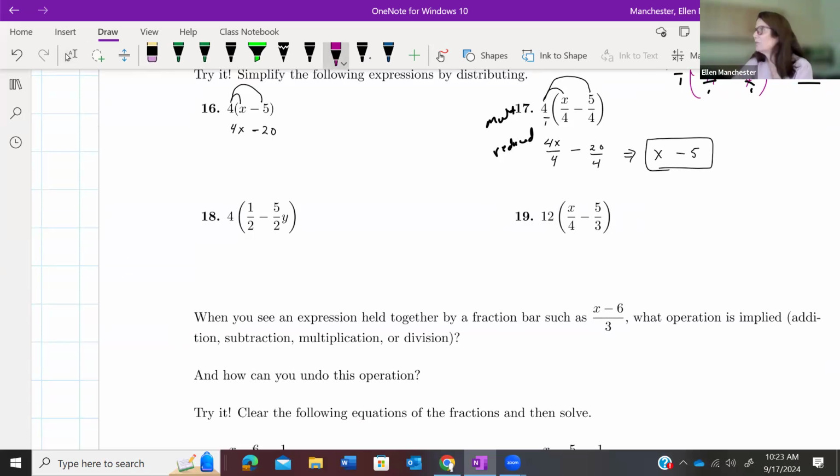Okay, so again, this is that getting rid of the denominator. So if I were to multiply through first, I'd end up with 4 over 2, multiply through minus 20 over 2y. And then I reduce it. So 4 divided by 2 is 2. 20 divided by 2 is 10y. So that's one way.